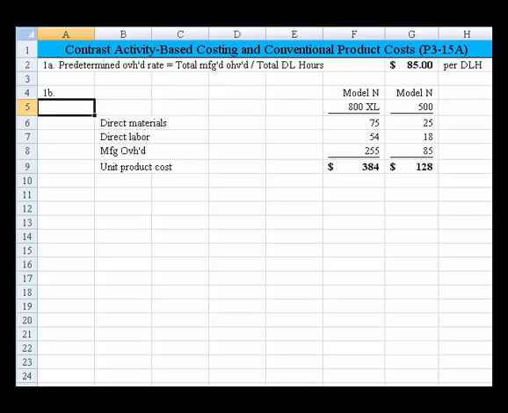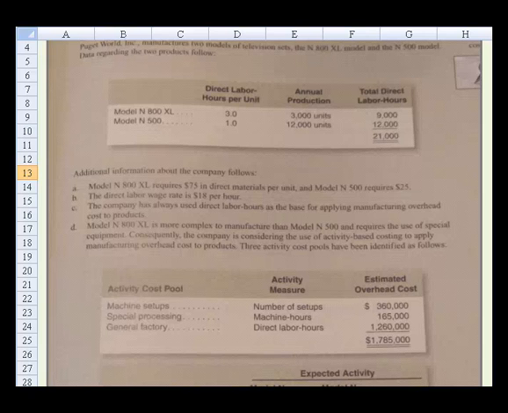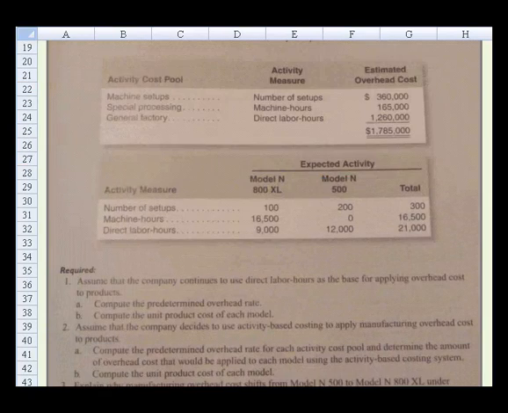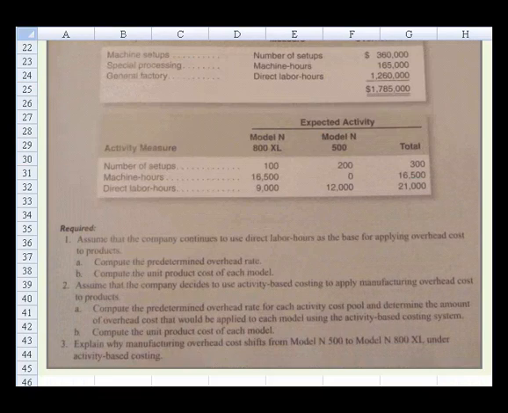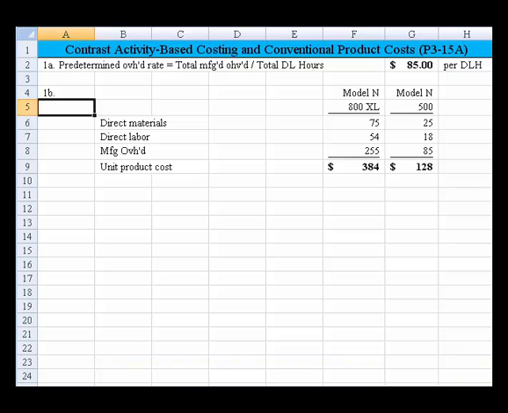Now let's take a look at part 2. Slide on down here. Part 2 said, assume that the company decides to use activity-based costing to apply manufacturing overhead costs. Okay, well if they do that, then we need to compute the predetermined overhead for each activity cost pool and determine the overhead cost that would be applied to each model.